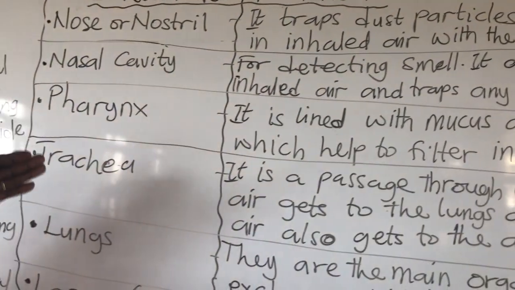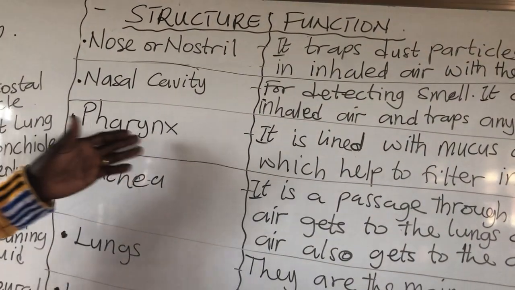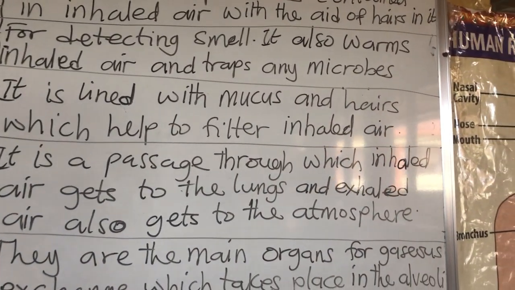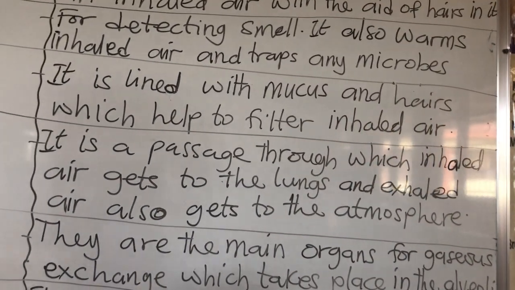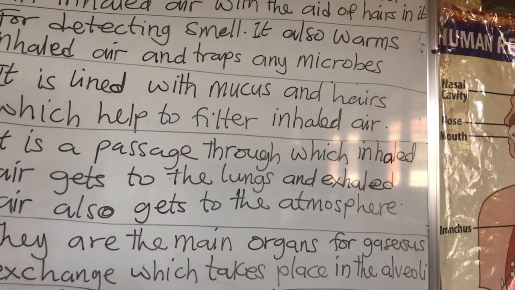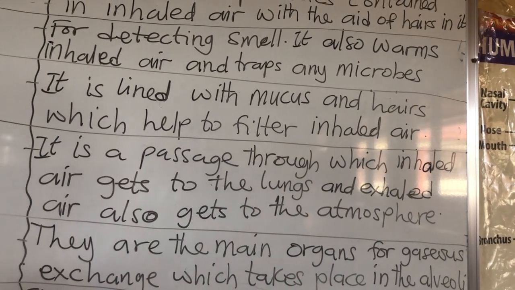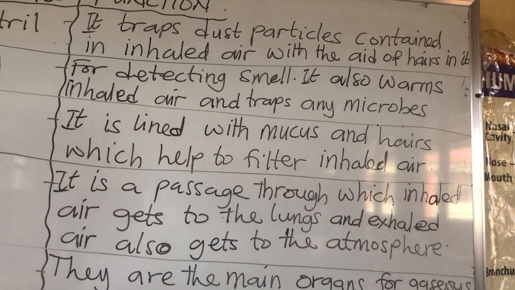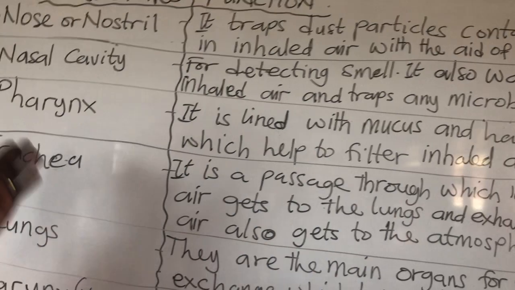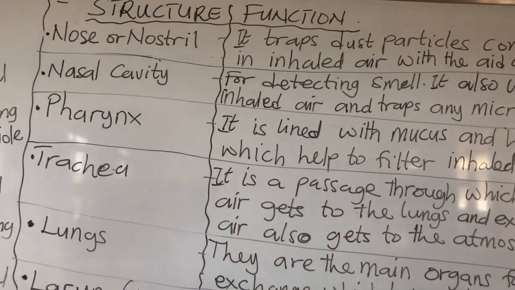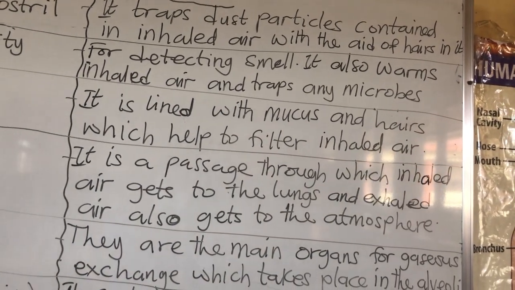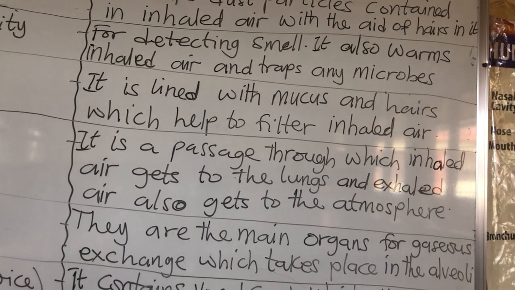Now we also have another organ or part which is the pharynx. The pharynx is lined with mucus. The mucus is in the nose, and the hairs help to filter inhaled air. It means that the air that is inhaled, that is the oxygen, contains a lot of materials or particles which can affect the human respiratory organs or system. And therefore, we have the pharynx to perform that function, to trap or to stop the filth or any dirt that enters the nose.